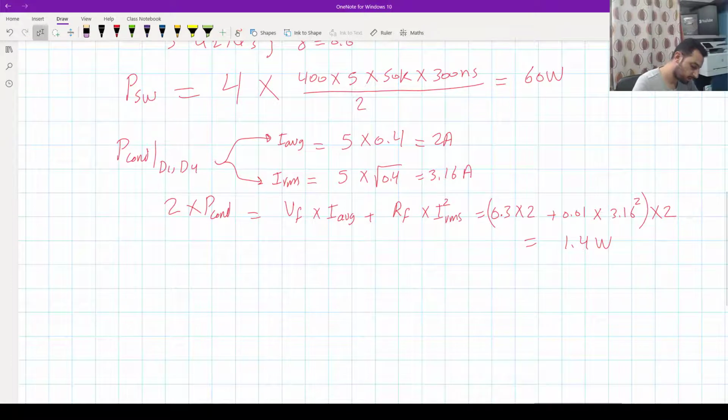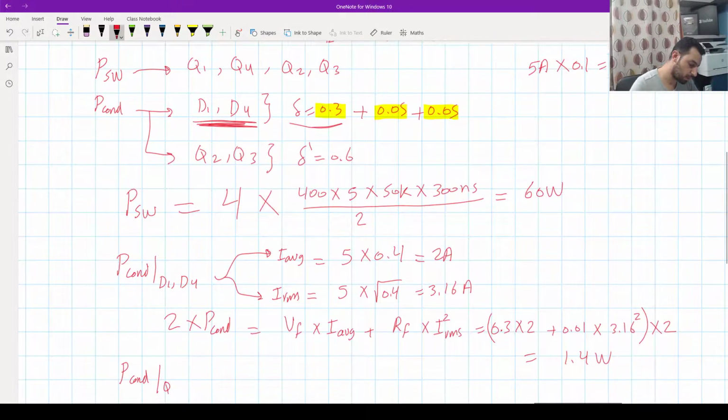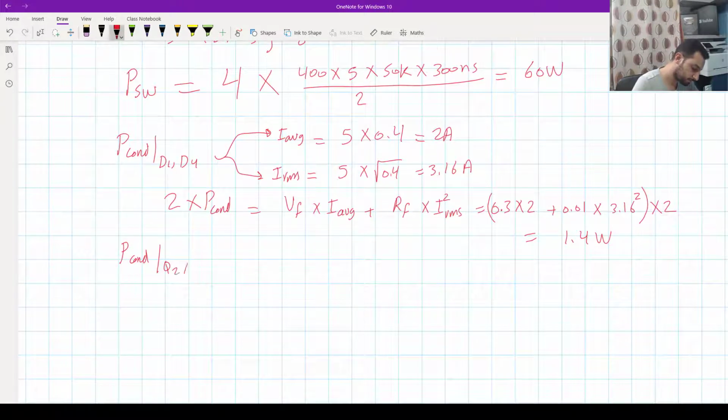So again, for the power conduction, for Q, we have Q2 and Q3. So we have to calculate the average current again, and the RMS current.